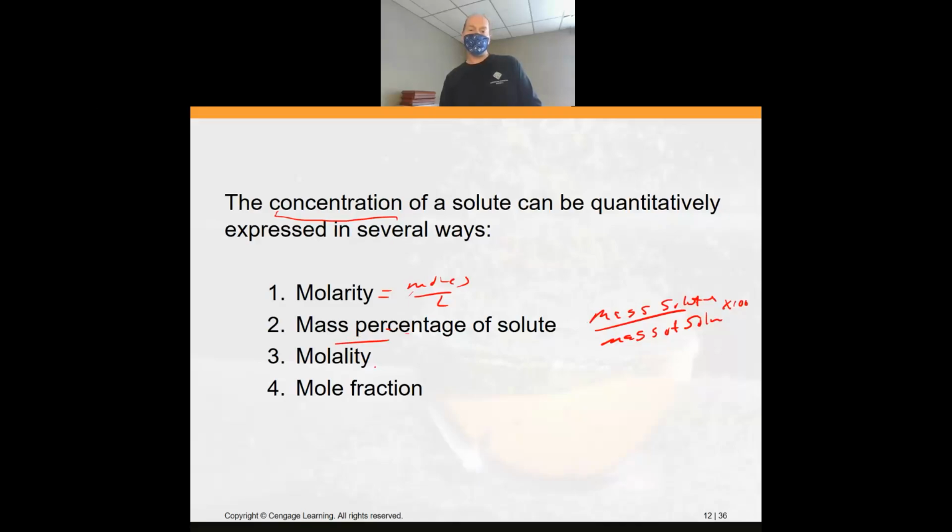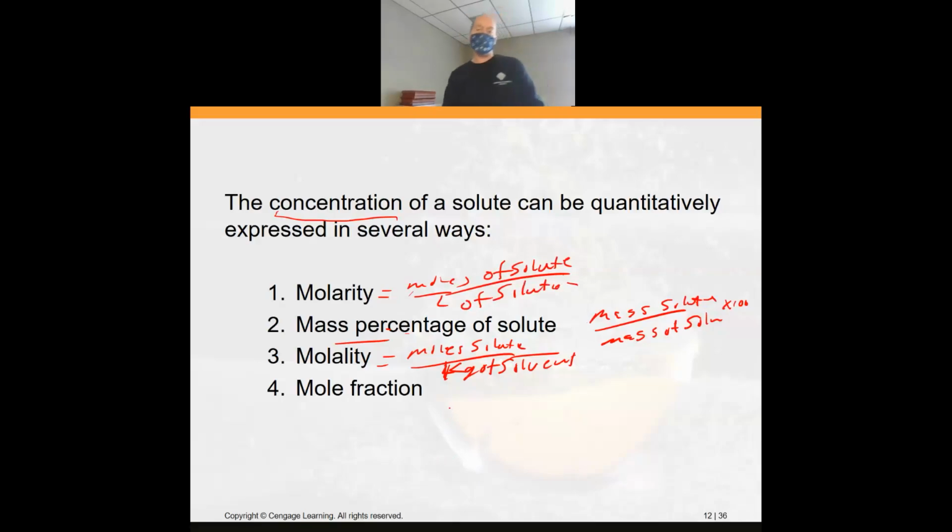Molality is new. Molality is moles of solute per kilogram of solvent. So we should put up here, for molarity, moles of solute per liter of solution.